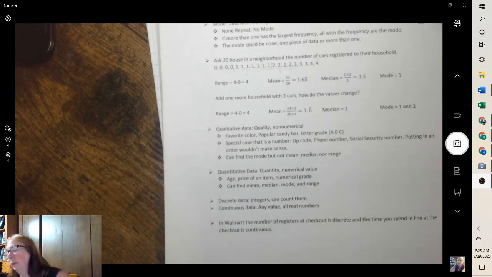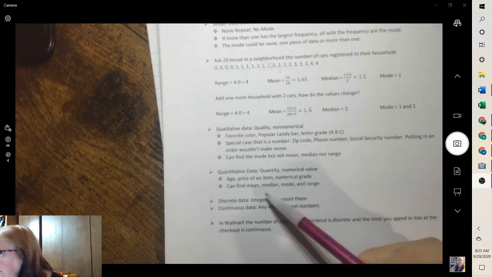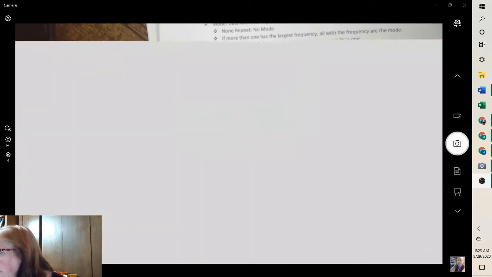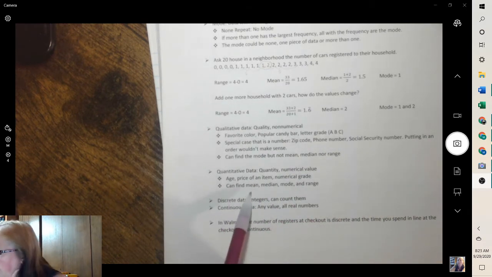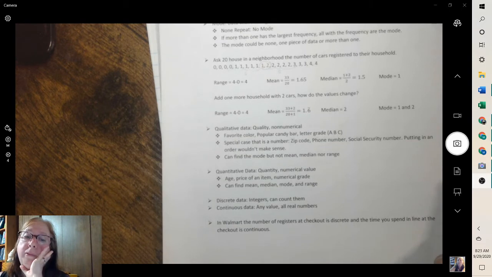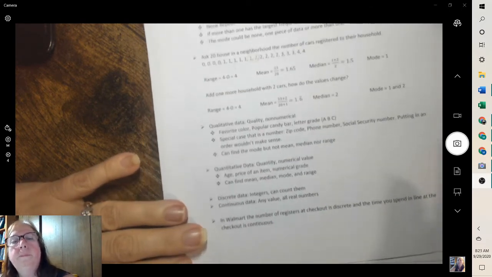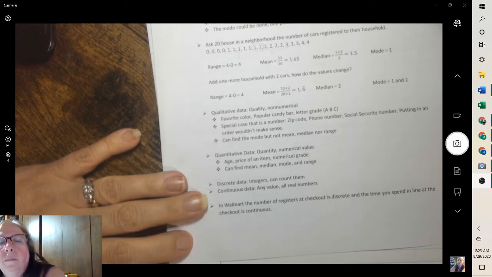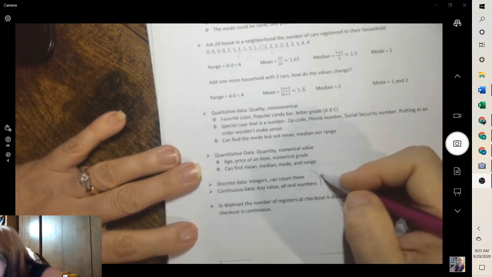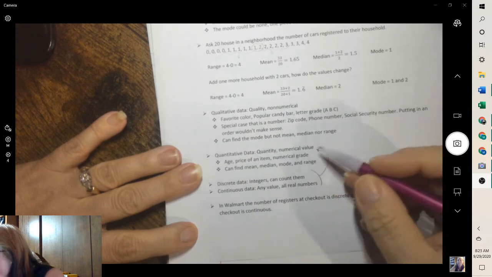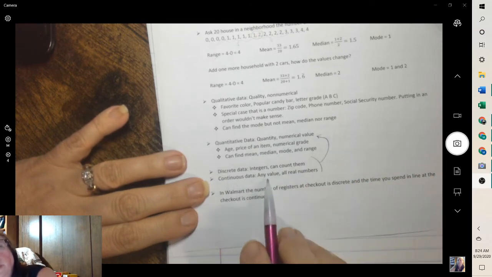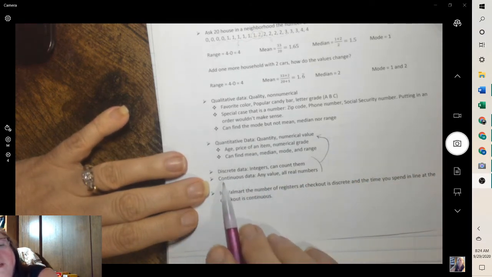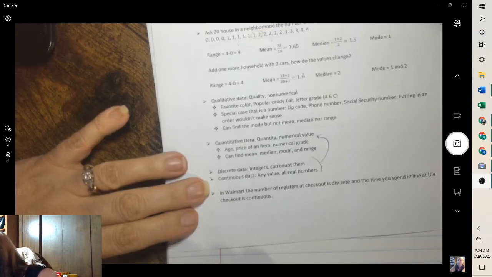Quantitative data is a number. It has a numerical value. Age, price of an item, not letter grade, but numerical grade. You can find the mean, median, mode, and range for those. Discrete data. So these two are only quantitative. If you have quantitative data, your data is either discrete or continuous. If it's discrete, that's the integers. You can count them. Continuous is all the decimals in between.